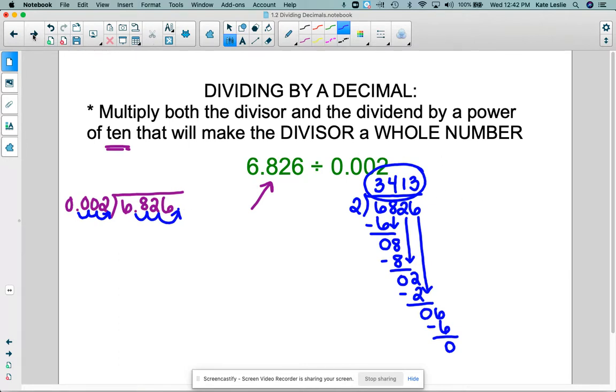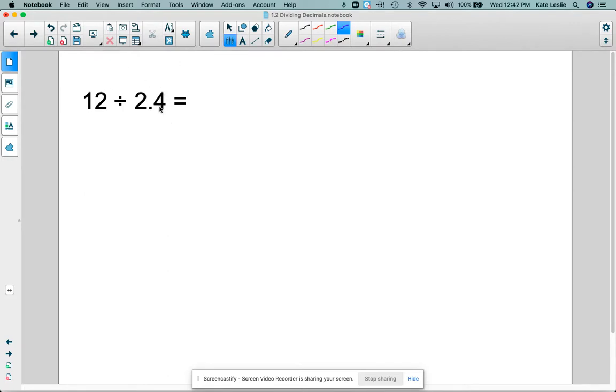Okay, let's go ahead and try another one. All right, I love this example because this is a common mistake kids make.